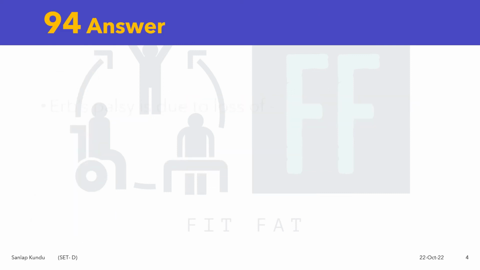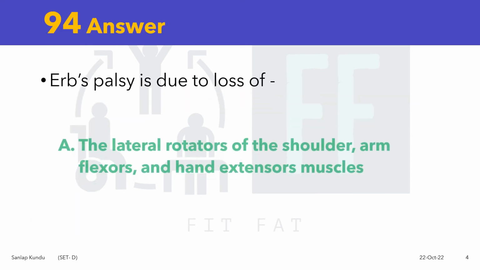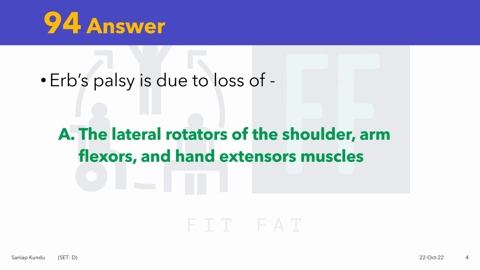So to answer question number 94, Erb's palsy is due to loss of option A, that is the lateral rotators of the shoulder, arm flexors and hand extensors muscle.